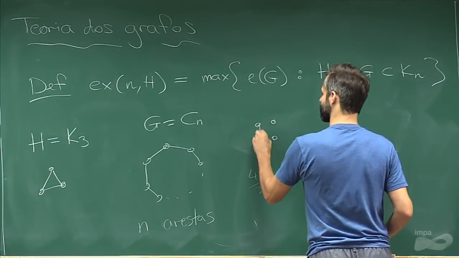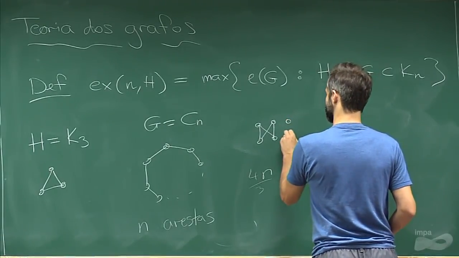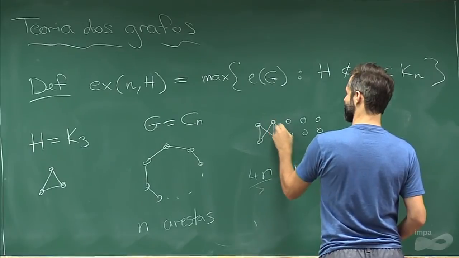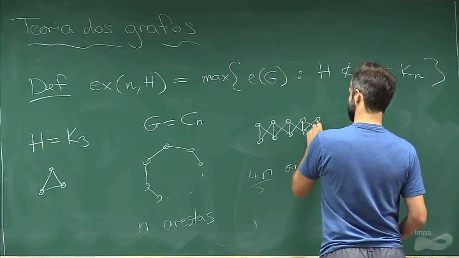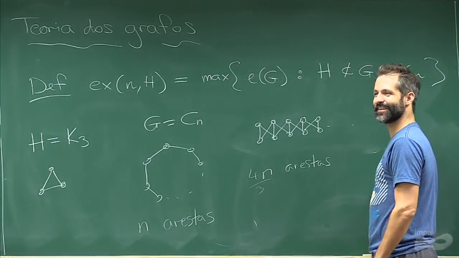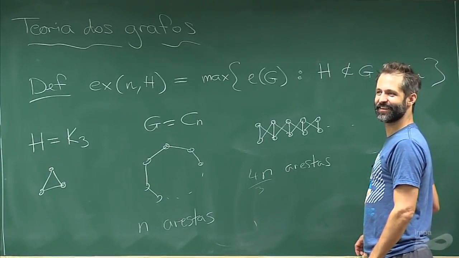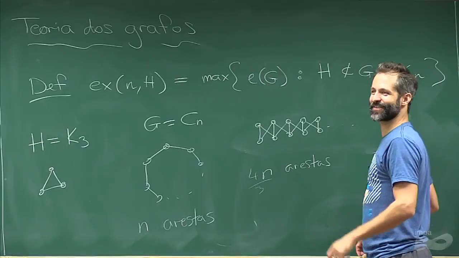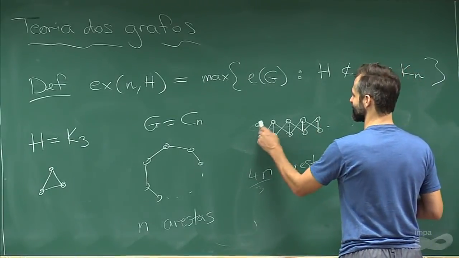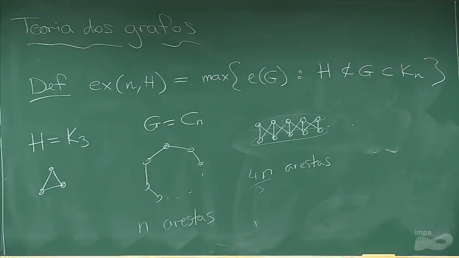So I could draw a C4 like this. Is that what you want me to do? And you continue. Yeah, it seems like a good idea. Why does it not have a triangle? It's bipartite. Yes. Bipartite means that it's got two parts and there's no edges on the top and no edges on the bottom. Any triangle would have to have two vertices in one part, so therefore it's fine.